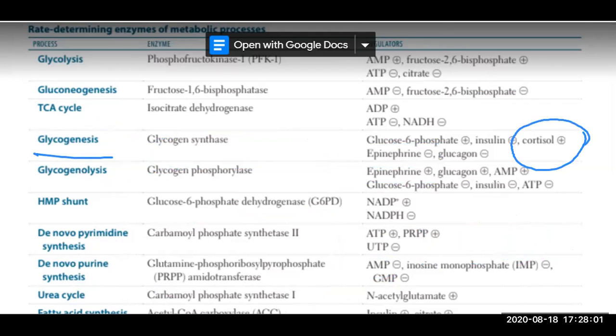From where is cortisol secreted? Anybody? From which endocrine gland is cortisol secreted? Any one of you know?